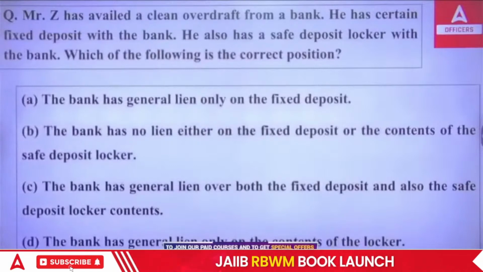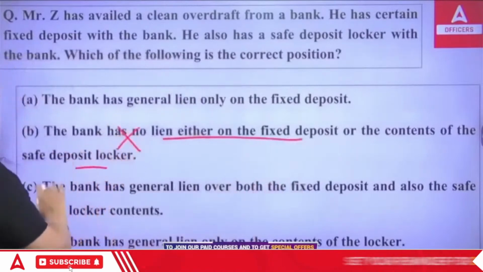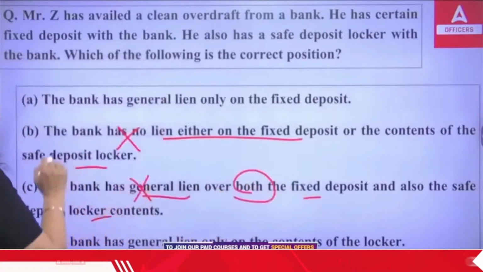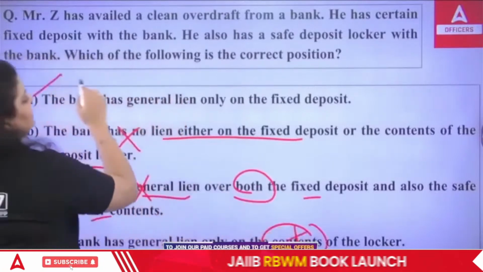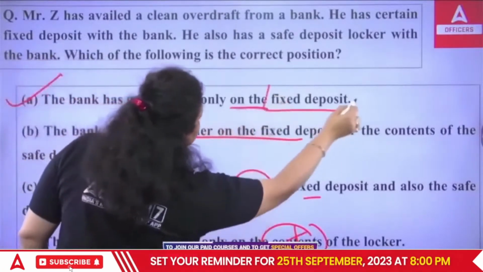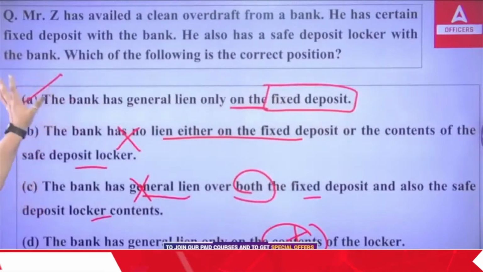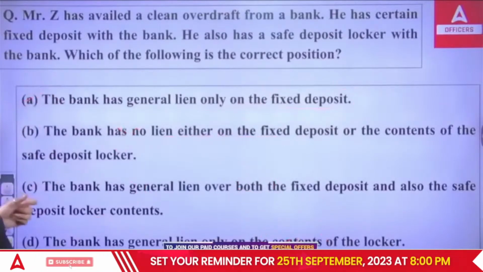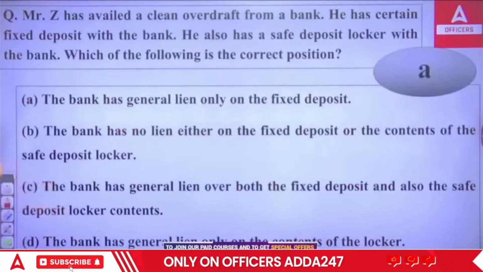First of all, the bank has no lien either on the fixed deposit or the contents of the safe deposit locker. No. The bank has general lien over both the fixed deposit and the locker contents. Not possible. The bank has general lien only on the contents of the locker. No. The bank has general lien only on the fixed deposit. There are two types of lien, general lien and specific lien. So the general lien is only on the fixed deposit. Okay, so the right answer is A.